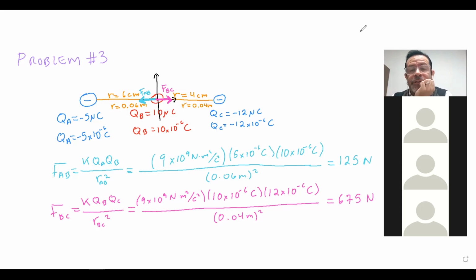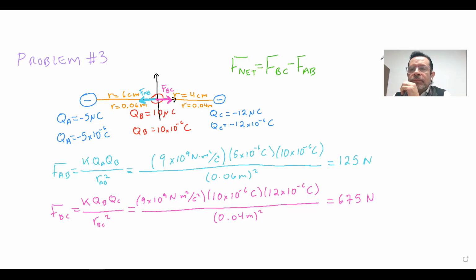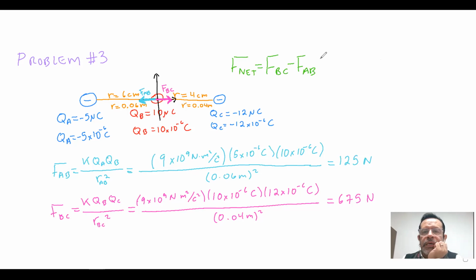But what the problem is asking us for is the net force. And this is where the free body diagram calculations are important. So the net force, looking at the free body diagram, is going to be FBC minus FAB. So this is going to be equal to 675 newtons minus 125 newtons, and this is going to be 550.